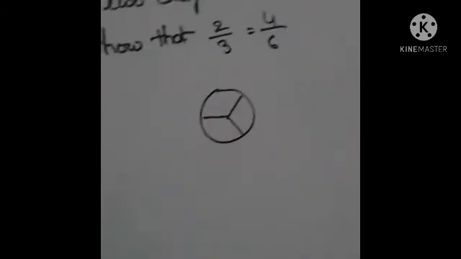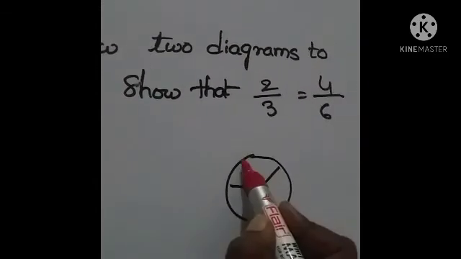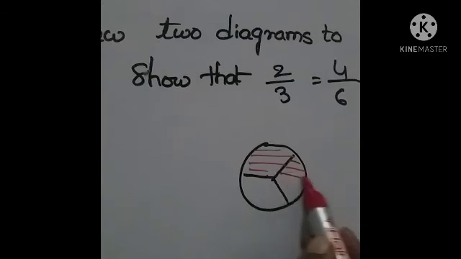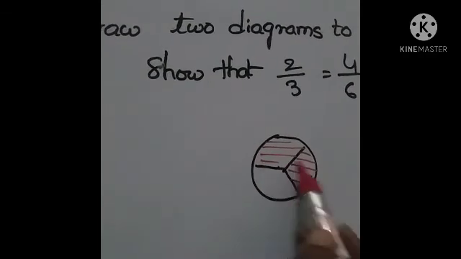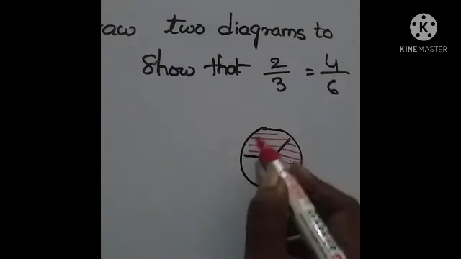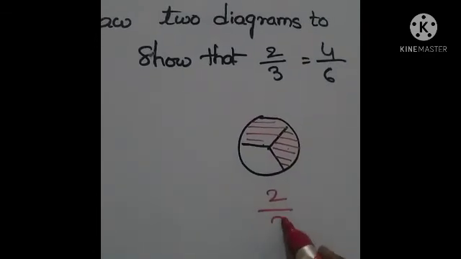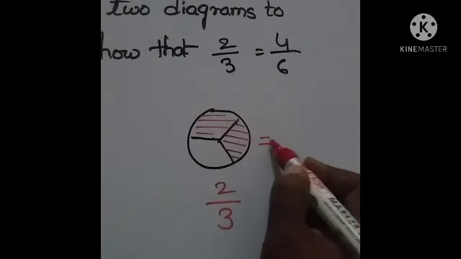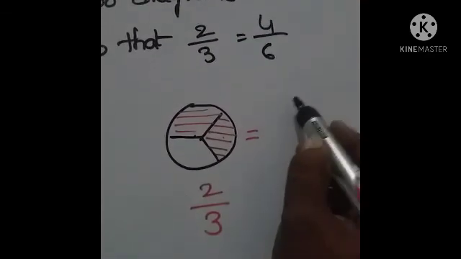As the numerator 2 is given there, shade these 2 boxes. Because the numerator is 2, that's why we have to fill up these 2 boxes. So, how do we write the fraction for this picture? 2 by 3.